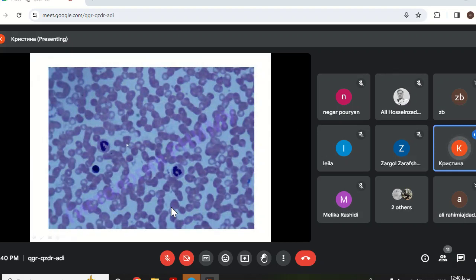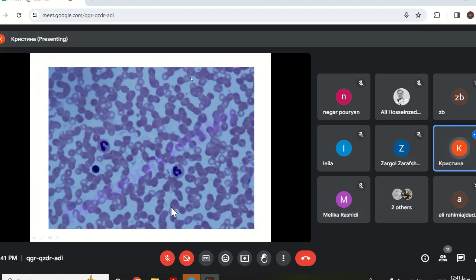In this picture, what can we see? This is the stab cell. This is not fully mature neutrophil. This one also should be the stab cell, and this one a lymphocyte. And these are erythrocytes. These are platelets.